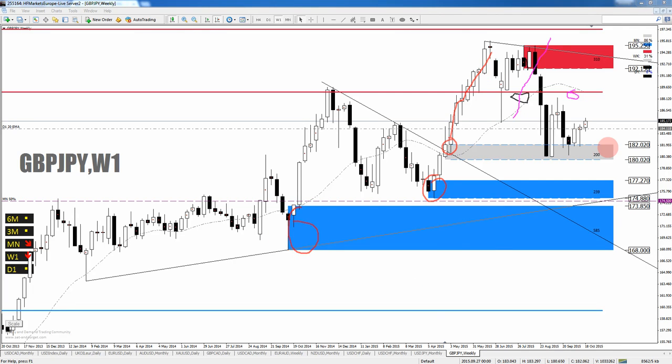The imbalance is here, there, and there. So even if we want to go long, we would be prevented from going long in these areas unless we have confirmation for longs. But we'll see that on the daily time frame when we go through it, probably.